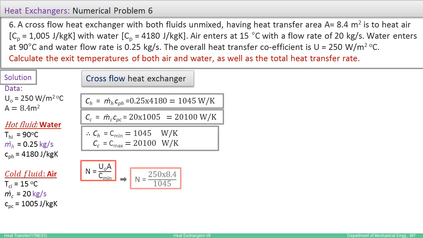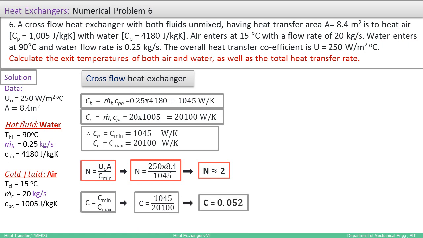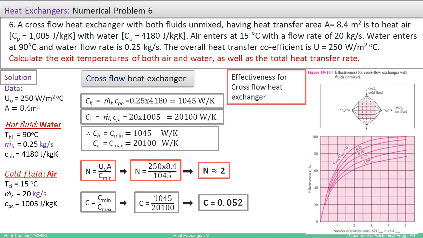So we can find out the NTU, just by the method tried out in the previous problem. UA by C minimum gives you N, and the value of N is approximately 2, and C, which is the ratio of minimum heat capacity to maximum heat capacity, is 0.052, or approximately you can just take 0.05. Now in this case we have to use a chart for both fluids unmixed.